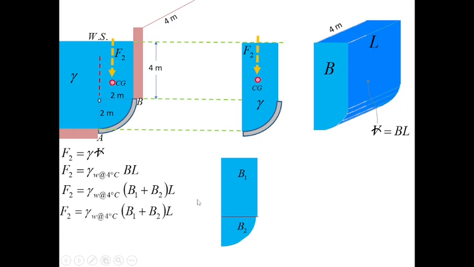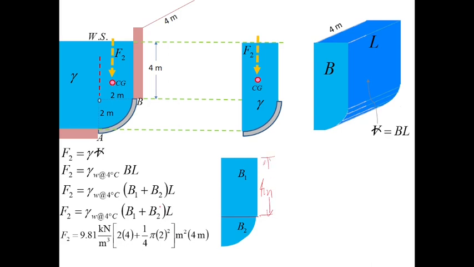So, let's get F2. That is 9.81 kilonewton per cubic meter multiplied by B1, the area of B1. The area of our base 1 is 2 times 4. How did it become 2 times 4? This part is 4 meters.